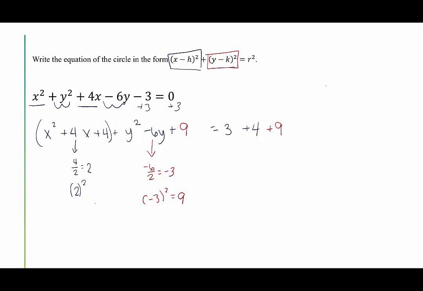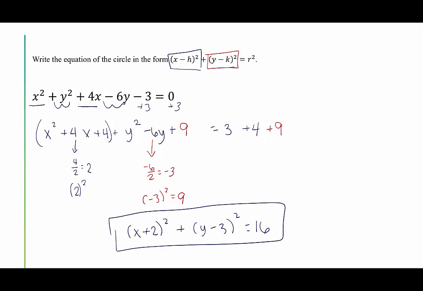So now we have x² + 4x + 4, which we're going to rewrite as (x + 2) squared, plus, and then the y's, we have (y - 3) squared, is equal to 3 + 4 is 7, plus 9 is 16. So this would be the equation in standard form, and now we can pretty quickly identify, it didn't ask us to do this, but we can pretty quickly identify the center is (-2, 3), and the radius is the square root of 16, which is 4.